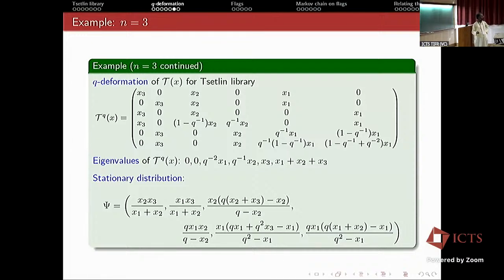Yes, q is assumed to be greater than 1 because of... sorry? No, q inverse has to be less than 1. As I said, we'll deal with finite fields, so it will be F_q, and q will be a prime power.